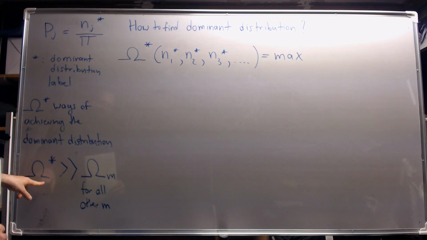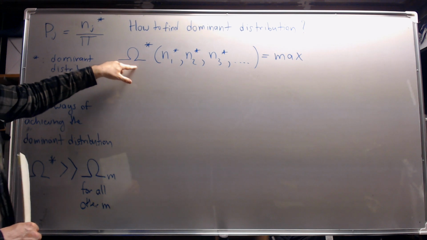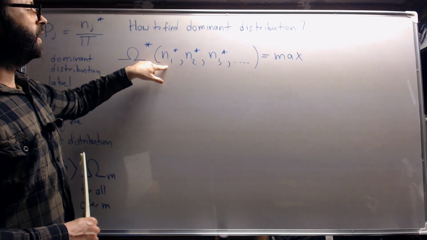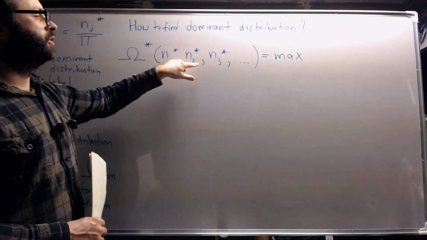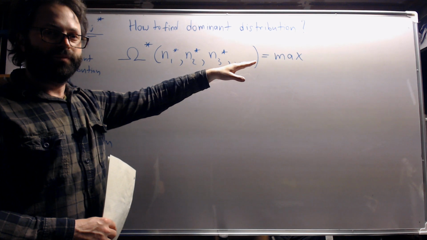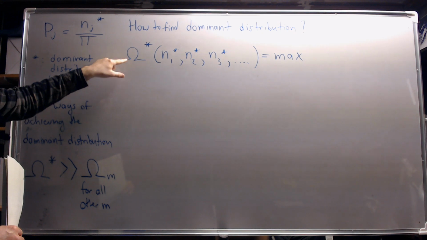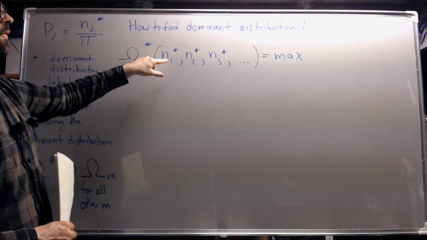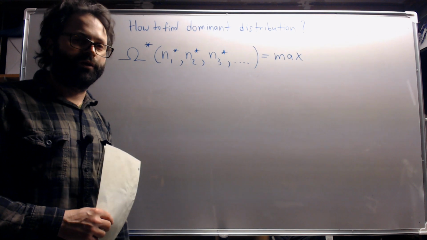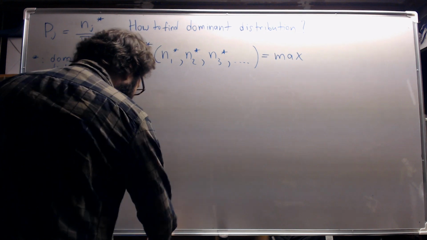If this dominant distribution truly has the maximal omega, the largest statistical weight, then in principle, we ought to maximize omega. We have to find the values of n1, n2, n3, and so on through all the microstates for which omega is a maximum. Omega, the statistical weight, is a multivariable function of these variables, n1, n2, n3, and n4. But the variables themselves are not entirely independent.